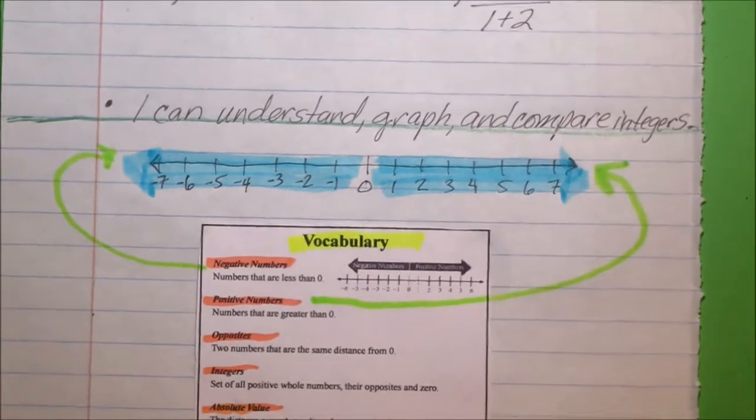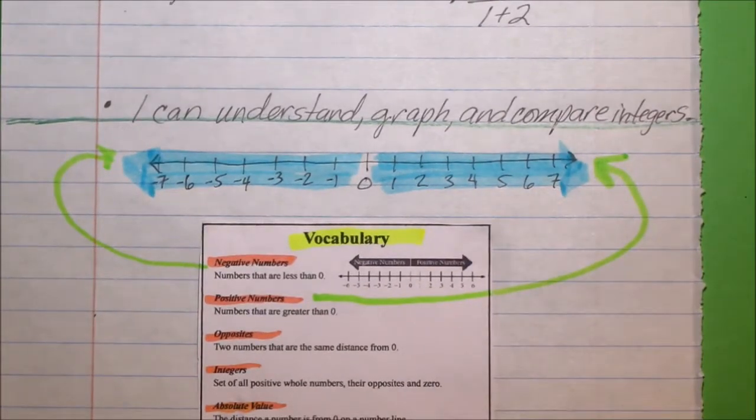So notice that I did not highlight 0. It tells us here that our negative numbers are those that are less than 0. Positive numbers are greater than 0. So what is 0 then? Is it positive or is it negative? Well, it's neither. 0 is neither a negative number nor a positive number. So it's not included when we're talking about positive and negative numbers. Okay? All right, so opposites.